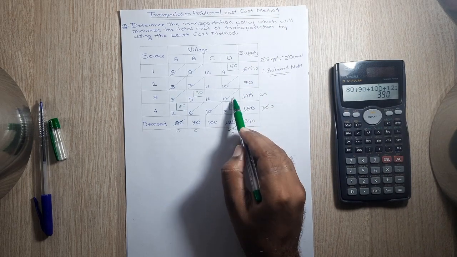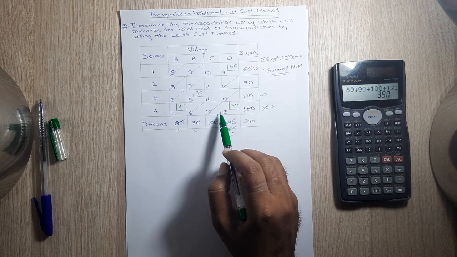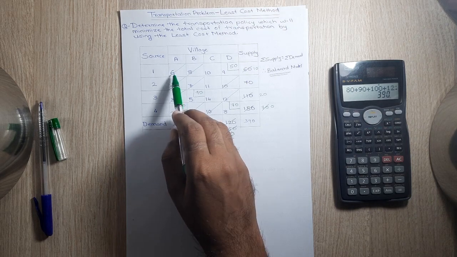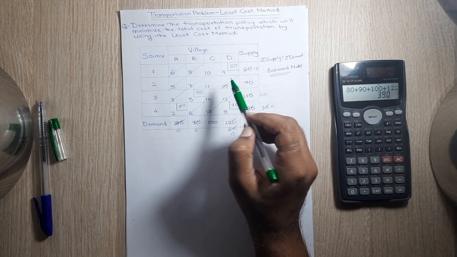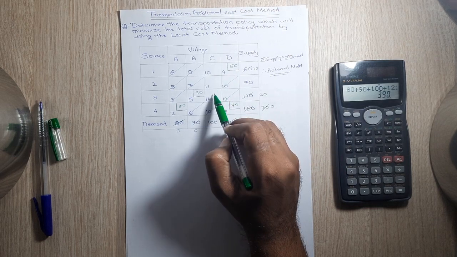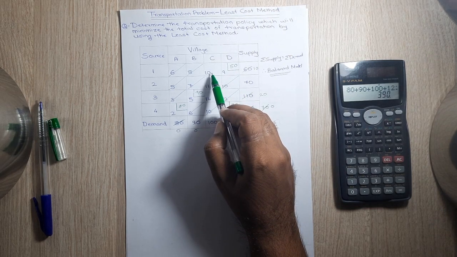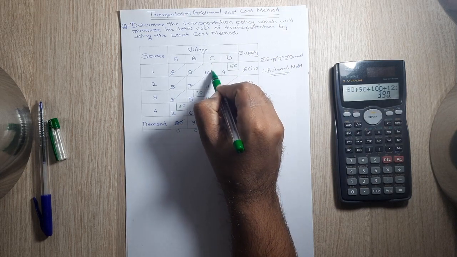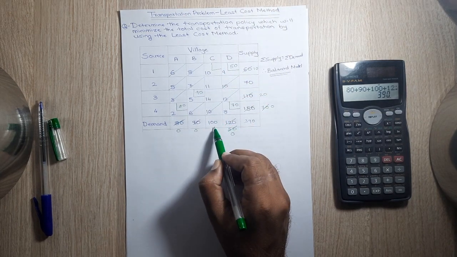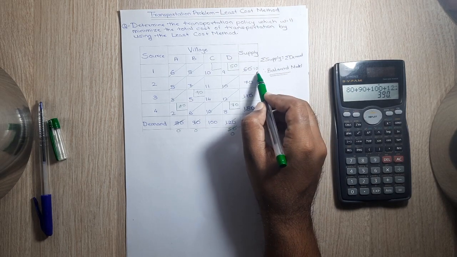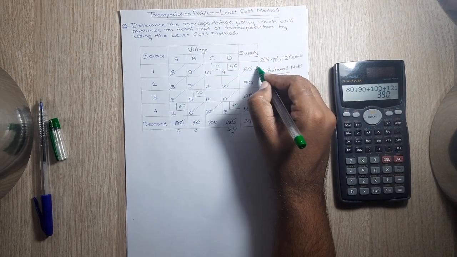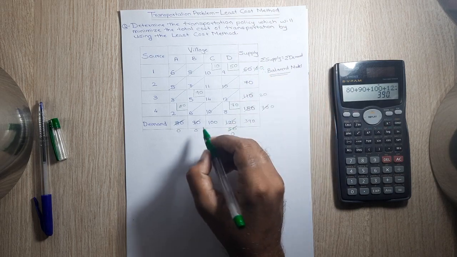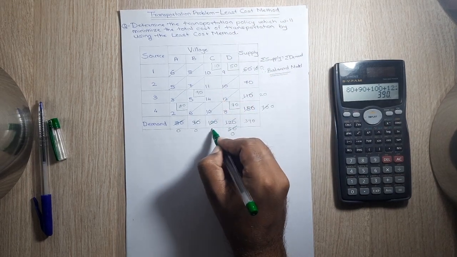All the non-allocated cells will be cancelled. Please keep that in mind. If you notice, I am only cancelling the non-allocated cells. Now only these 3 cells are remaining. Here the lowest value is of 10. So we'll allocate over here. The demand is 100 and the supply is 10. Supply is lesser than demand, so we'll allocate 10 over here. This becomes 0. 10 was allocated, so the balance is 90.